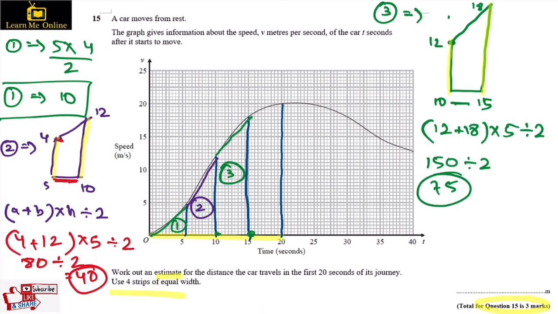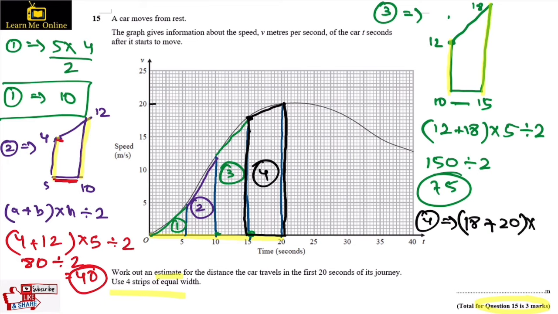Now we do the last one, which is number 4. I'm going to write down 4 here. Again, it's making a trapezium. So this is what it's making, a trapezium here. Now having this trapezium, we do a plus b. So a plus b means this we know is 18, plus the other one, we know that is just this straight line at 20. Times by h, which is 5, because this is the difference. And then you divide by 2. So when you do the whole calculation, you get 95.